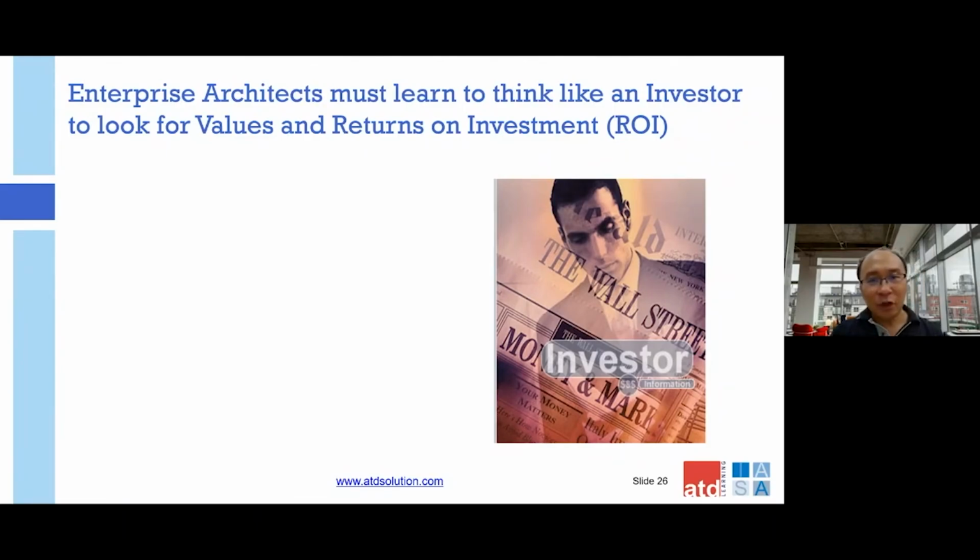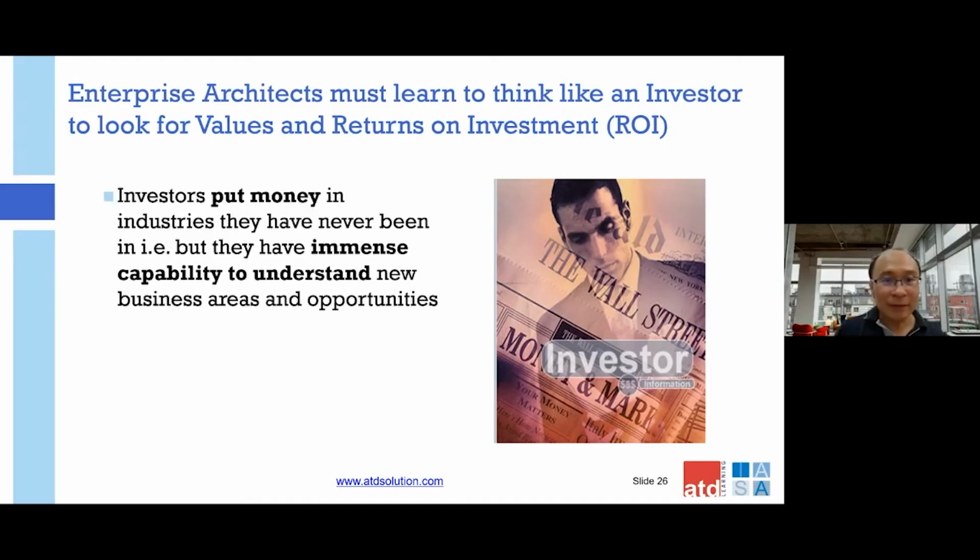The same thing, when we want to invest in something, if you know that this investment will only return value in 20 years, you had better run away, because in 20 years, you don't know what will happen. Investors put money in industries they have never been in, but they have an immense capability to understand new business areas and opportunities. So why can't we mimic how investors put in money? We are also putting our time, our resources, our money into digital transformation and IT projects. How can we not act like an investor?